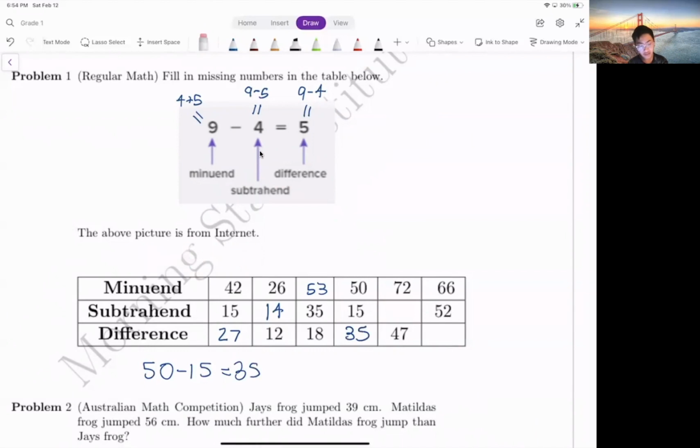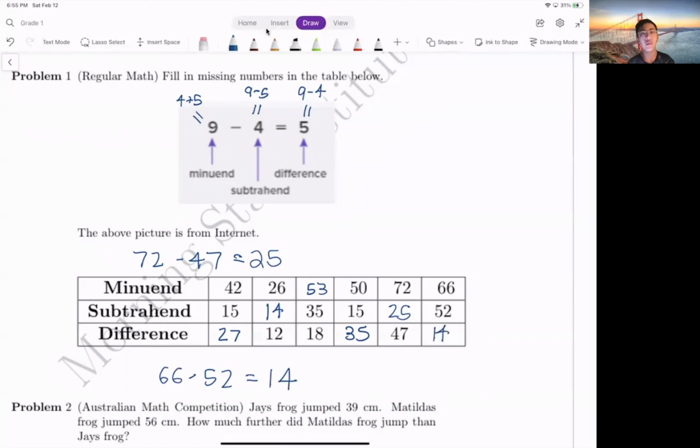And next, we have the minuend of 72 and the difference of 47. And we know that we need to figure out the subtrahend, and we know that the subtrahend is just the minuend minus the difference. So therefore 72 minus 47, and that just gives us 25. And finally, we have the minuend, which is 66, and the subtrahend, which is 52. And we can just subtract the subtrahend from the minuend to get our difference. And 66 minus 52 is just 14. So the difference should just be 14. And that's how you do problem 1.